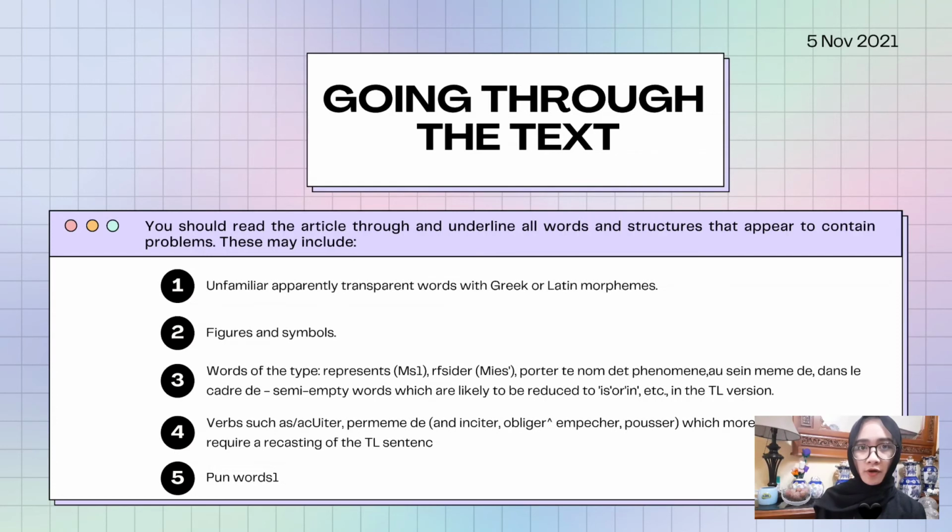Third, words of the type represents, means, porter de nom de phénomène, synonym de, dans les cadres de, semi-empty words which are likely to be reduced to is or in, etc. in the TL version. Fourth, verbs such as accepter, permettre de and obliger, impressor, poster, which more often than not require a recasting of the TL sentence.